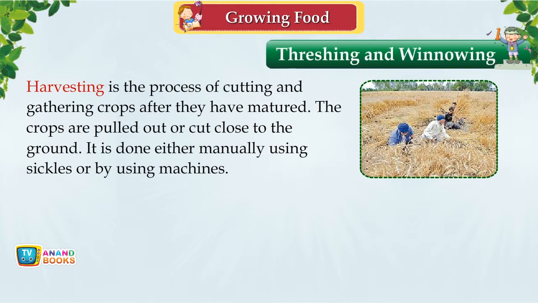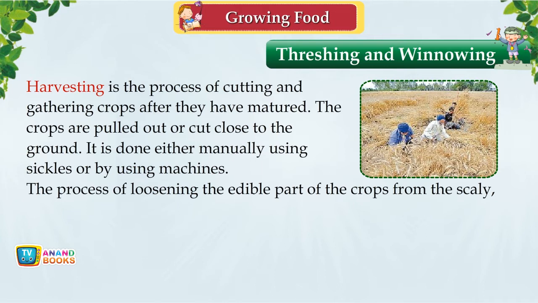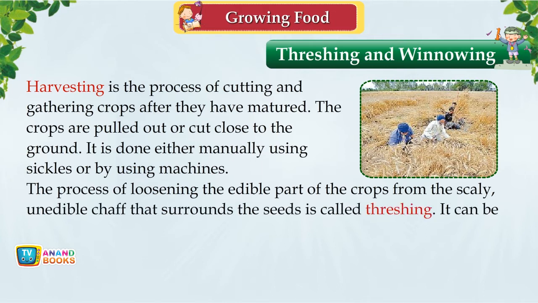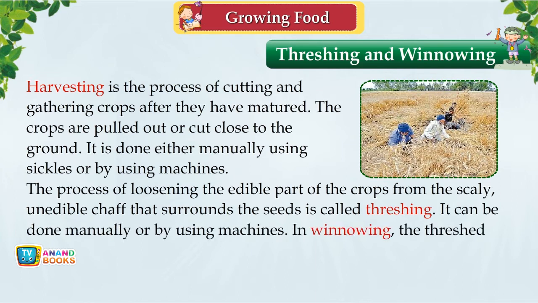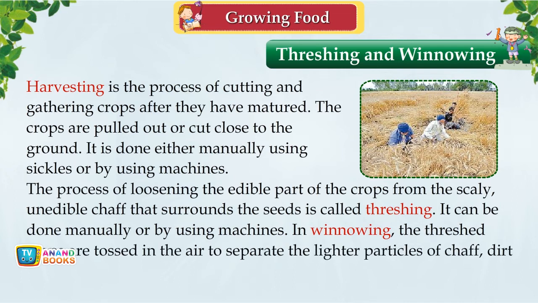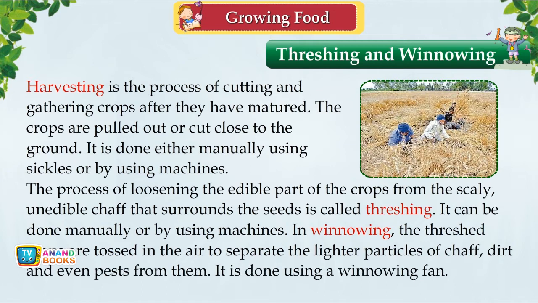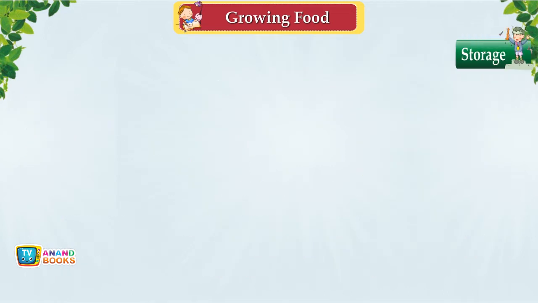Threshing and winnowing. The process of loosening the edible part of the crops from the scaly, inedible chaff that surrounds the seeds is called threshing. It can be done manually or by using machines. In winnowing, the threshed crops are tossed in the air to separate the lighter particles of chaff, dirt, and even pests from them. It is done using a winnowing fan.